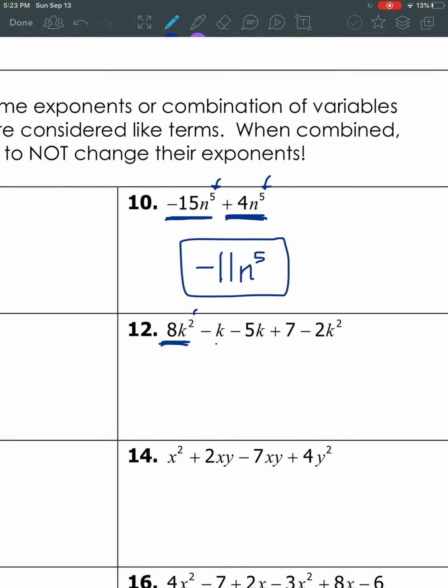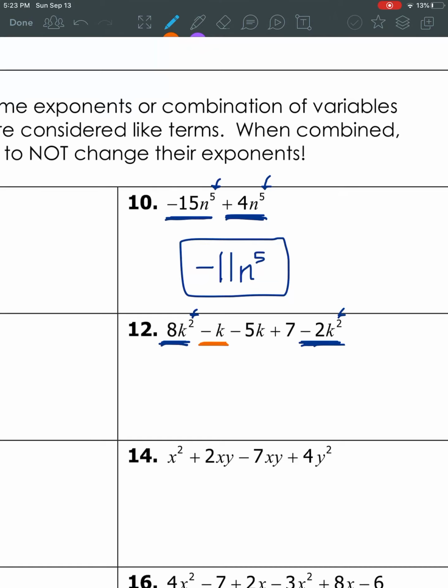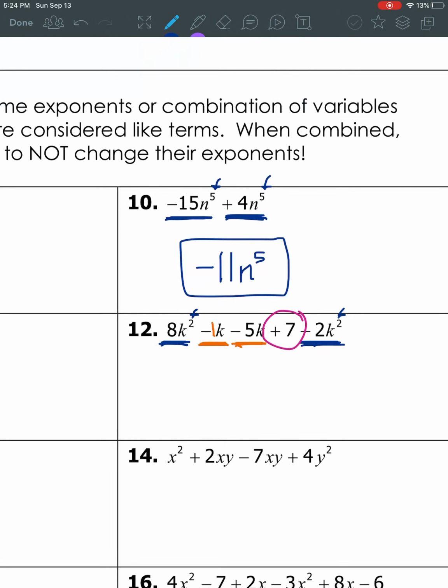Okay, now next one, we have 8k squared. Now the next one is just k. It does not have an exponent of 2 on it, so it's not a like term. Okay, but this last one here, negative 2k squared, that is a like term because it has the same exponent. Same variable, same exponent. Now, next one, we have a negative k. Remember, that's negative 1k. We have a negative 5k. Those are like terms. And then lastly, we have a plus 7. It does not have a variable on it. It's not a like term with any of the others.